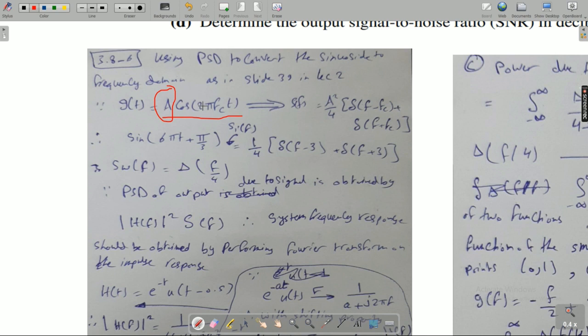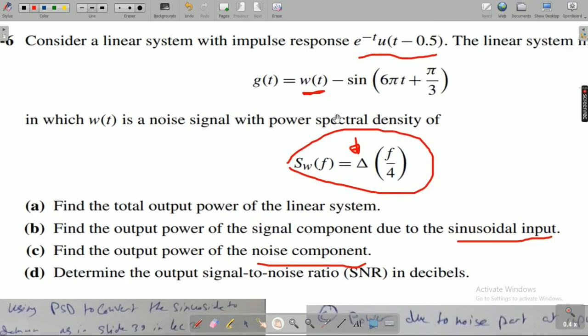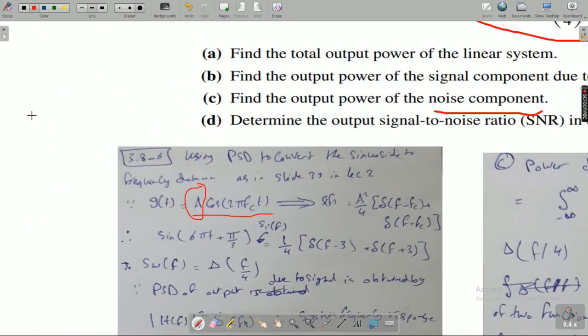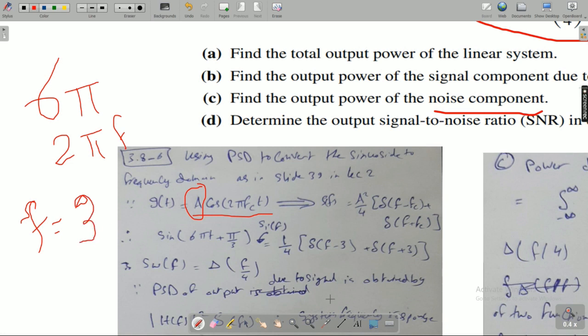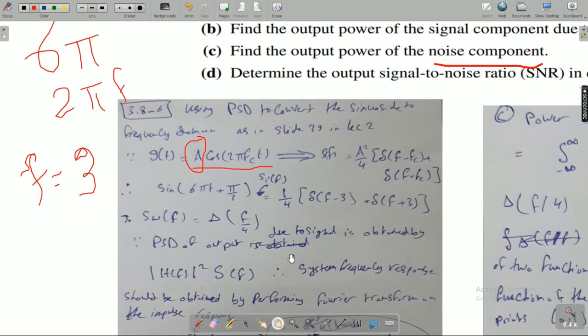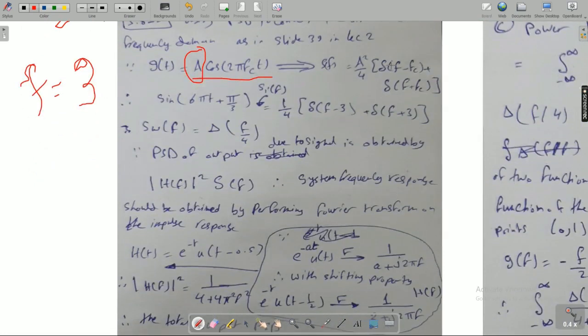So what is fc? I get the input angle in the sine or the cosine and divide it by 2 pi, then I will get the fc. For example, here the input is sine 6 pi t. So here 6 pi will equal 2 pi f. So my f will be equal to 6 pi divided by 2 pi, which is equal to 3. So here my fc is equal to 3, and I will just plug 3 in instead of the fc. Moving to the next part.